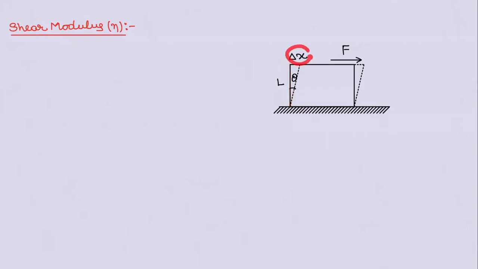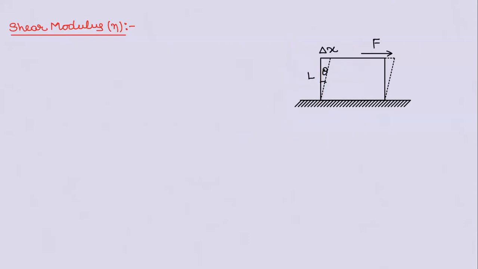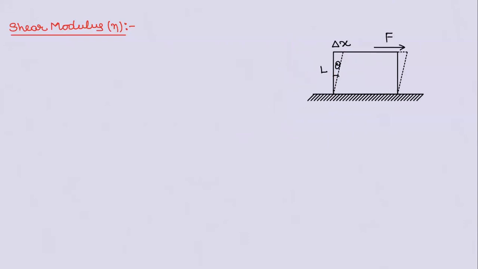Sir, why don't you use delta L here? Generally, if I write L and delta L, then I get a misconception that both are in the same direction. Here they're perpendicular. So for my convenience, I don't want to have a confusion there. That's why I use delta x. You can use delta L, L also. Capital L, small l, whatever you want, it is your choice.